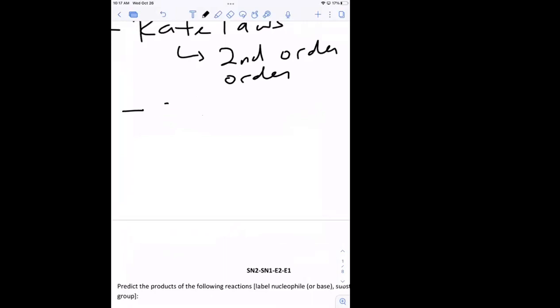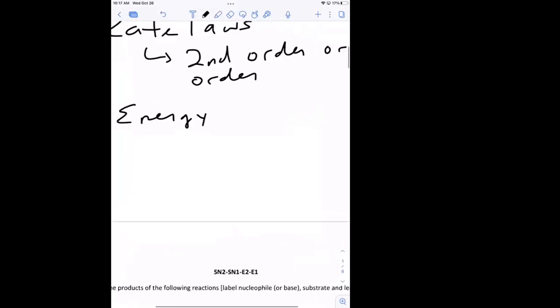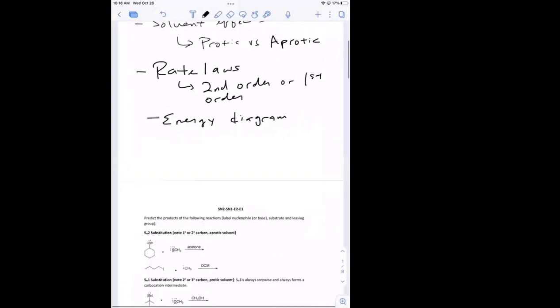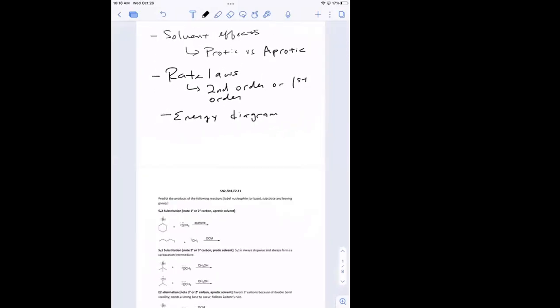Last thing is the energy diagram. What does it look like? Is there an intermediate? How do we show it? Is it exothermic, is it endothermic? So on and so forth. We've seen all this stuff, well, we've seen a lot of it before, and some of it is new. So we're going to walk through it together. What does the energy diagram look like for a reaction that has an intermediate as opposed to a reaction that doesn't? I'll answer that question.